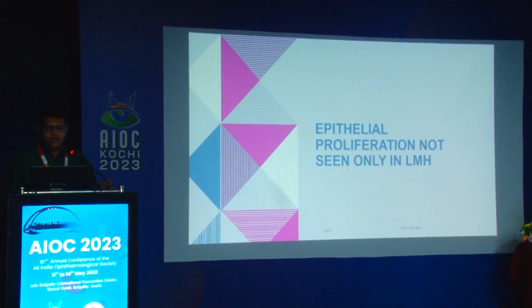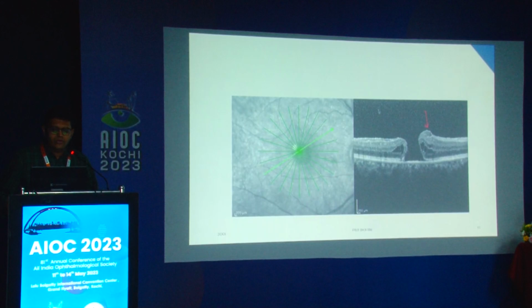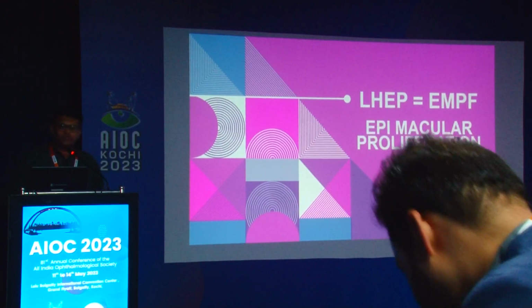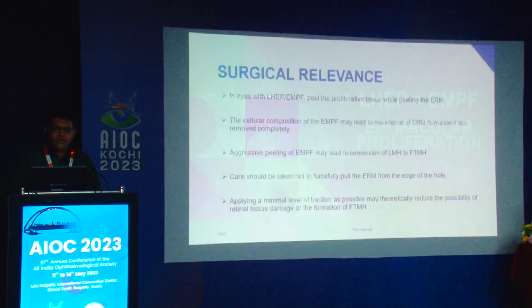LHEP, or the epithelial proliferation, is not seen only in lamellar macular holes, so the term LHEP is not the right way to describe it. It can happen even in cases with full thickness macular holes. With this photograph, you can very clearly see the epithelial proliferation happening at the edge of the full thickness macular hole. Therefore the term LHEP is now being changed to EMPF, the epimacular proliferation.